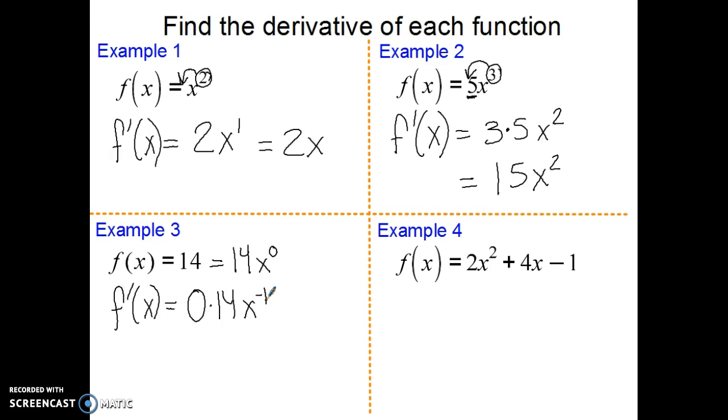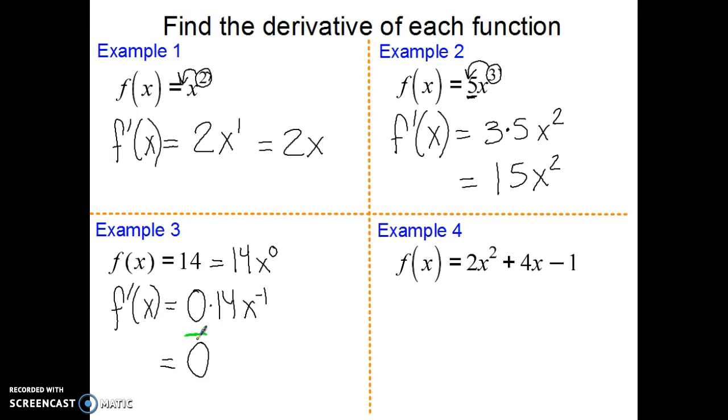But none of that actually matters because we have this 0 out in front. 0 times anything is just going to give us 0. So our final derivative here is just going to be 0. Which makes sense because we know the slope of a horizontal line is 0 at any point.